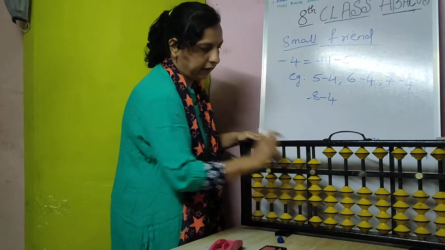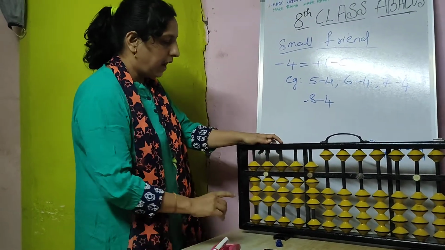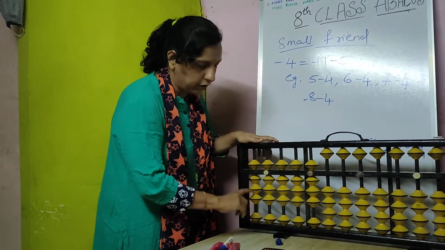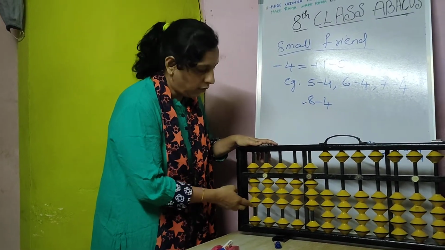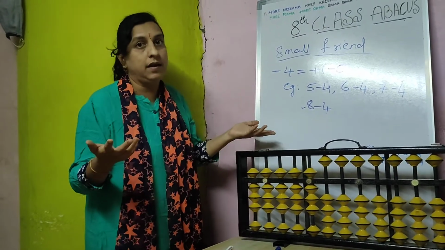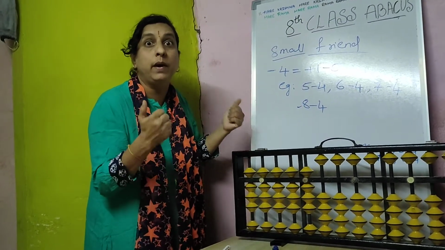So 8. When there is 8, I want to do 8 minus 4. But I cannot do minus 4 here. Can I do minus 4 here? Why can I not do it? Because only 3 bits are there. The bits are less, so how to do minus 4 then?